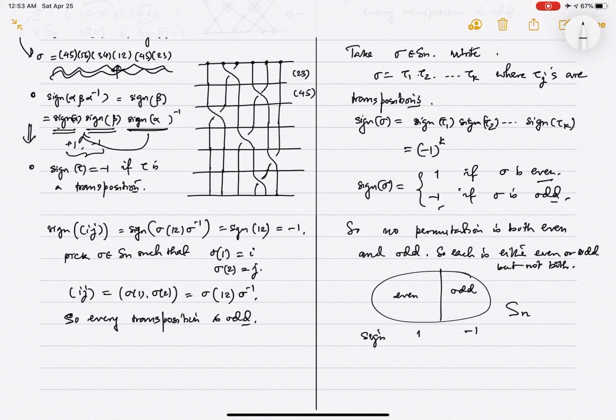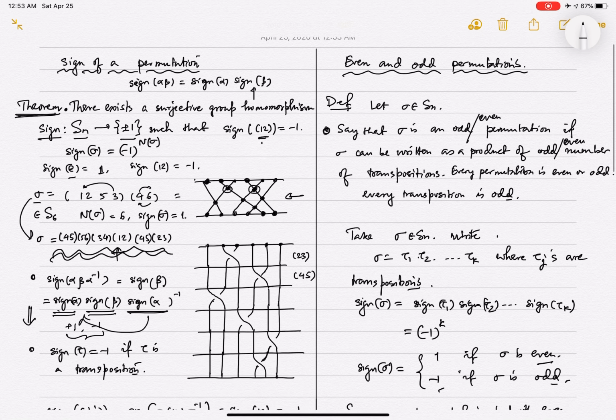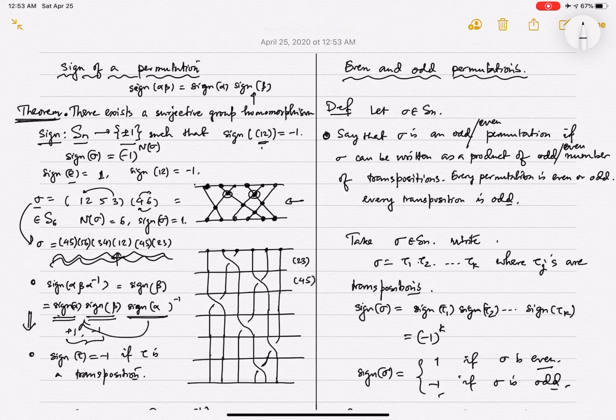Okay. And it also tells you that if you take two things that are even and take their product, both of them have sign 1, so the product has sign 1. So the product of two evens is even. And the product of two odds is again even, because both of them have sign minus 1, so the product has sign 1, which means it's even. And a product of an even and an odd is again odd. All this just follows from the homomorphism. It's just a translation of the homomorphism property.